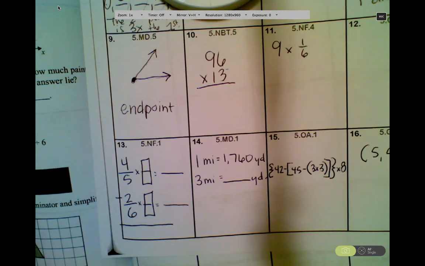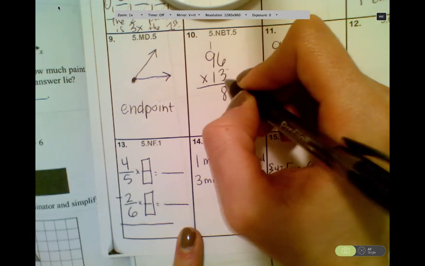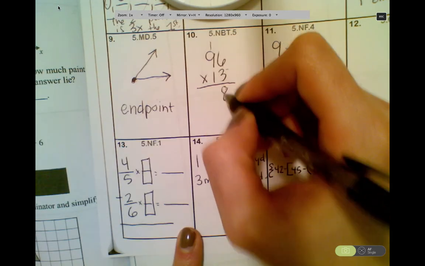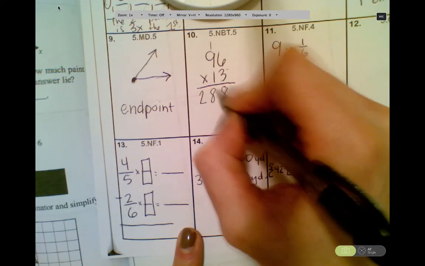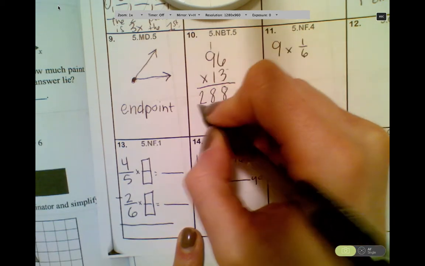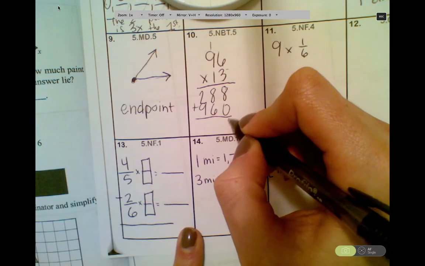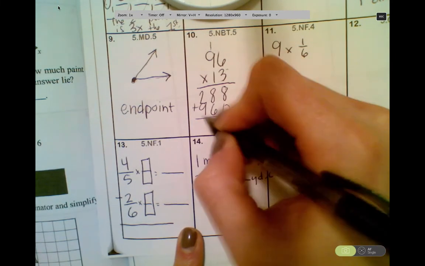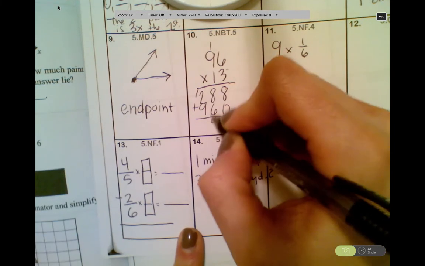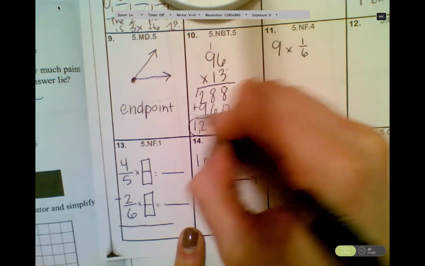Number 10, 96 times 13. 6 times 3 is 18. 3 times 9 is 27, plus 1 is 28. 1 times 6 is 6. 1 times 9 is 9. Let's add these up. 8 plus 0 is 8. 8 plus 6 is 14. And 9 plus 2 plus 1 is 12. 1,248.